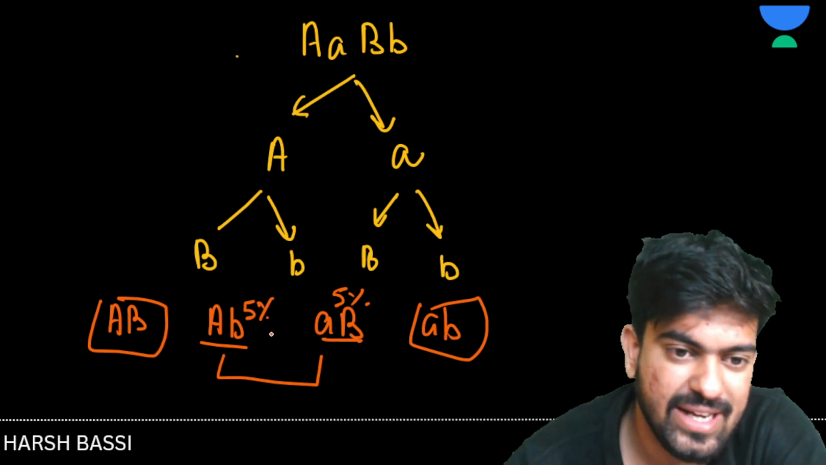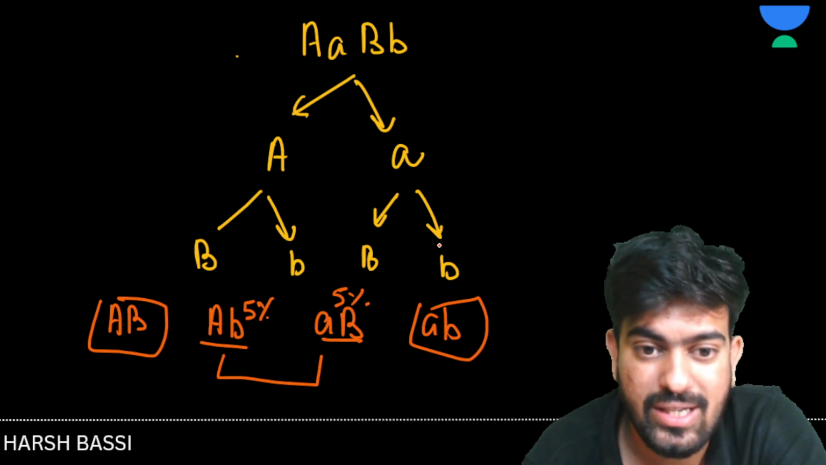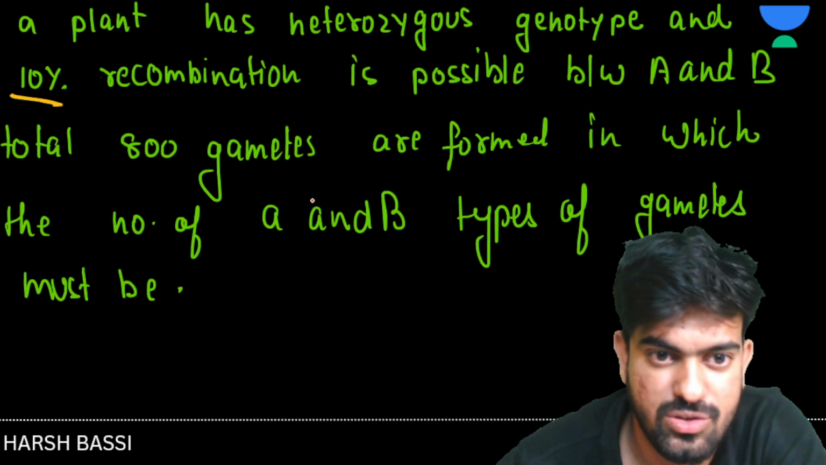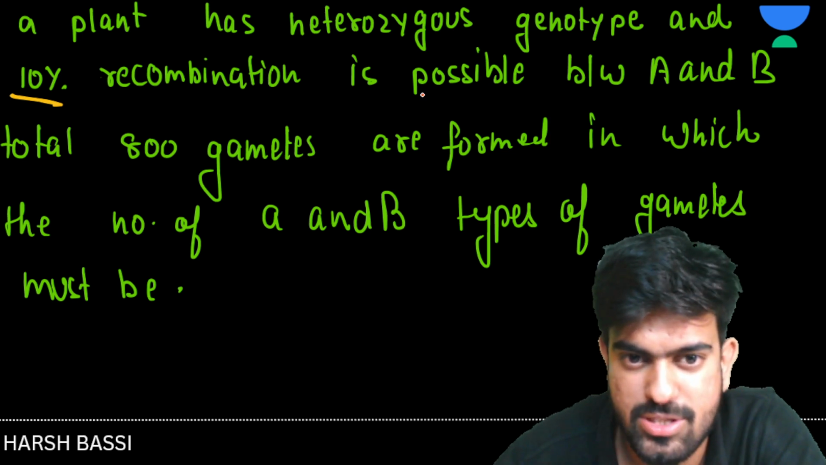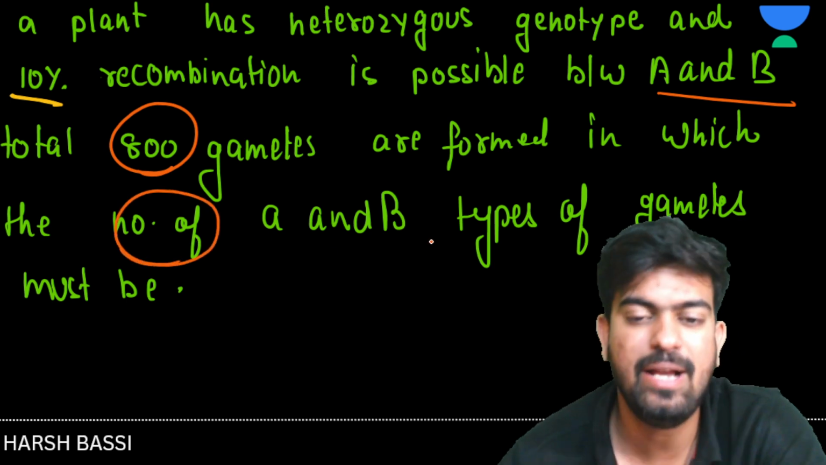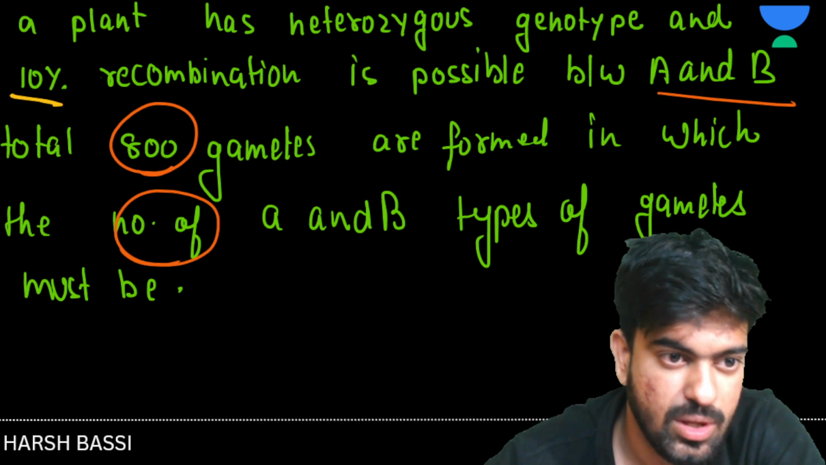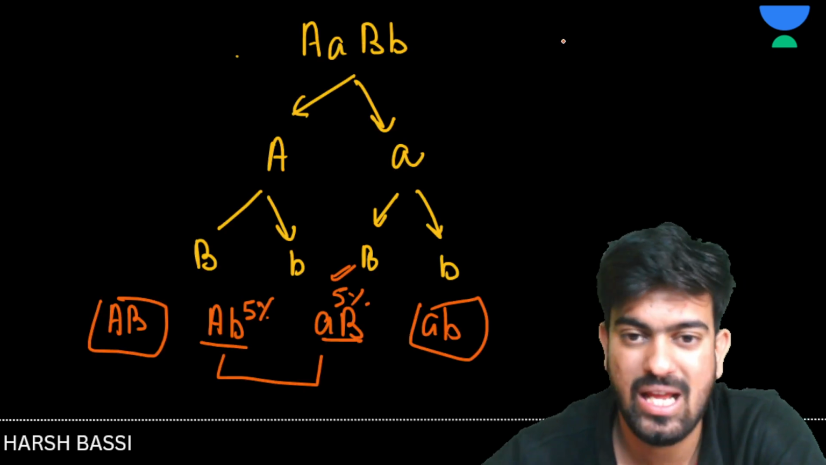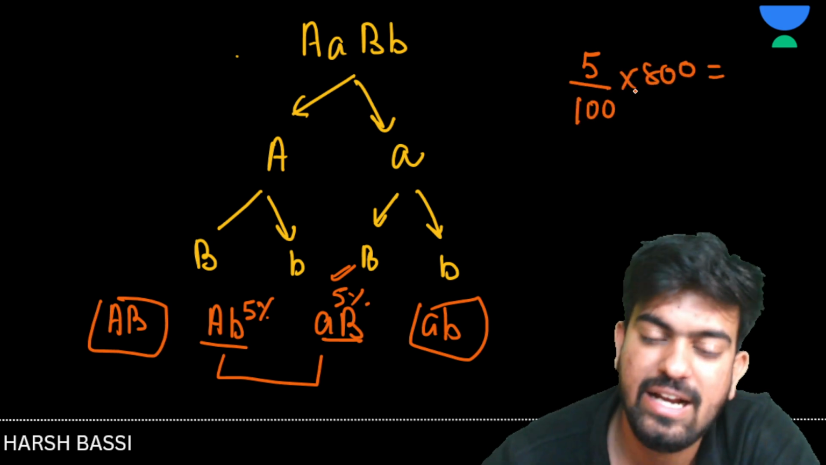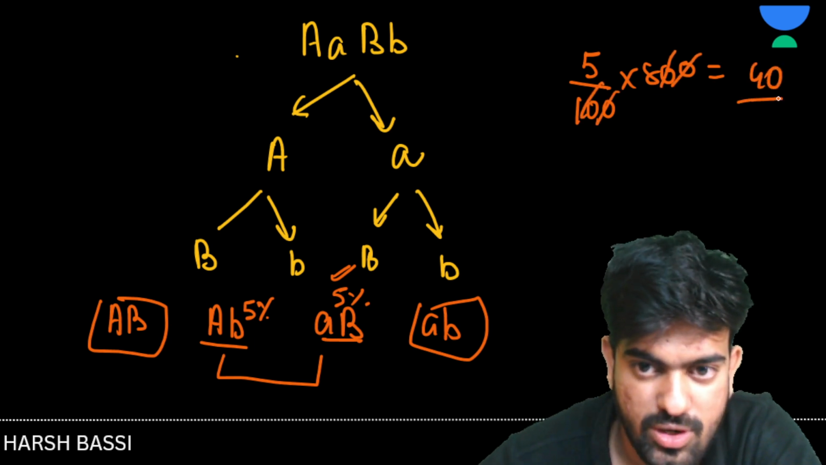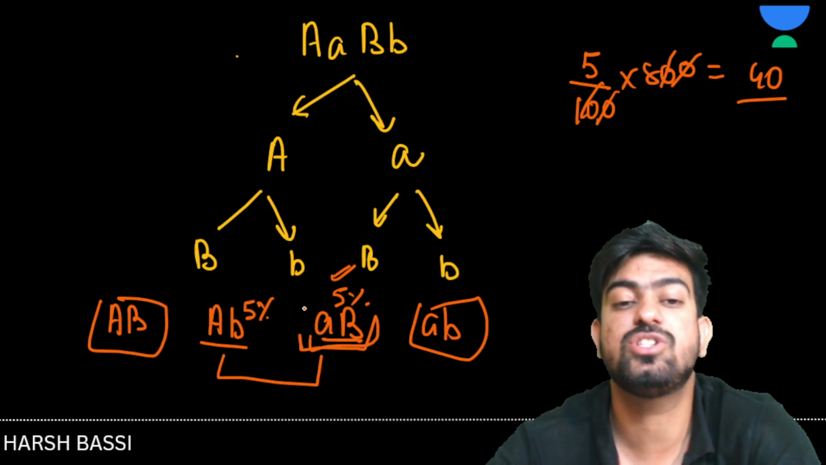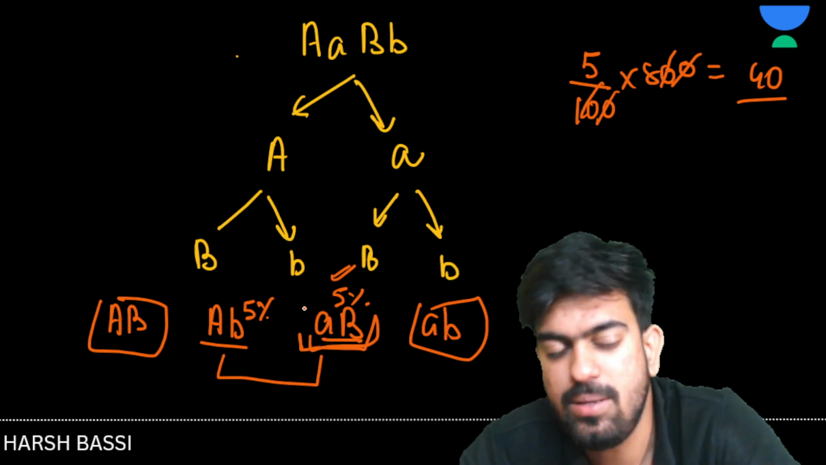And then how much are we getting? The question is asking us to find the number of gametes having this recombination. A plant has heterozygous genotype and 10% recombination is possible between A and B. Total gametes 800. So what do we have to find out? The number of A and B types of gametes. See here, 5% recombination is happening for this type. So 5 upon 100 into the total number of gametes formed, 8 fives are 40. So 40 gametes will be recombinant, having the genotype small a and capital B.